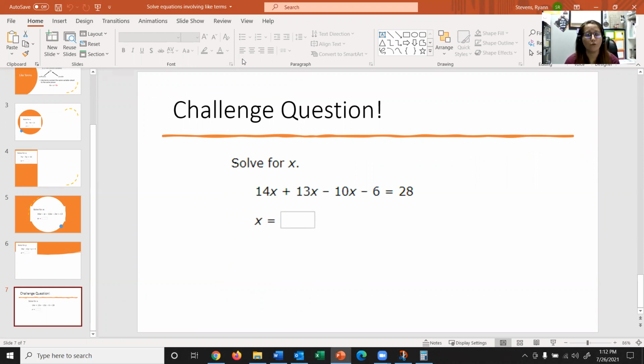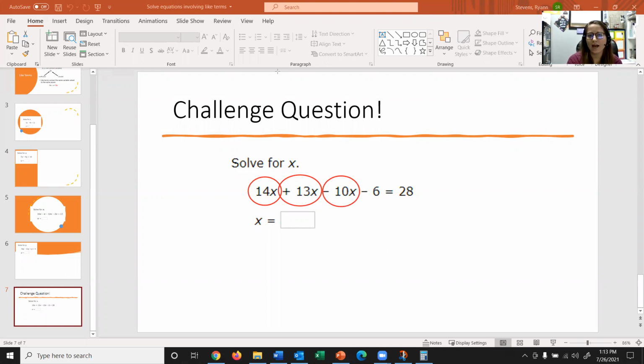We want to start by grouping those terms that are like terms, anything that has the same variable. So 14x, that has a variable of x, plus 13x, so we're going to put a circle around this one too, minus 10x, that also has the variable of x. But then we come to this last part, minus 6. There is no variable with 6.